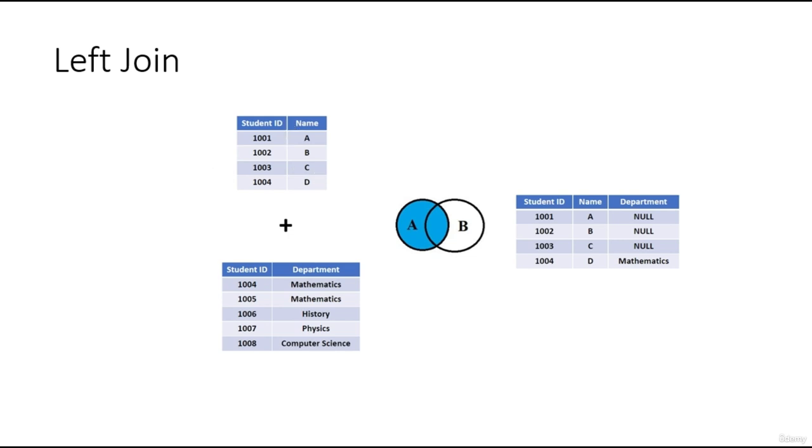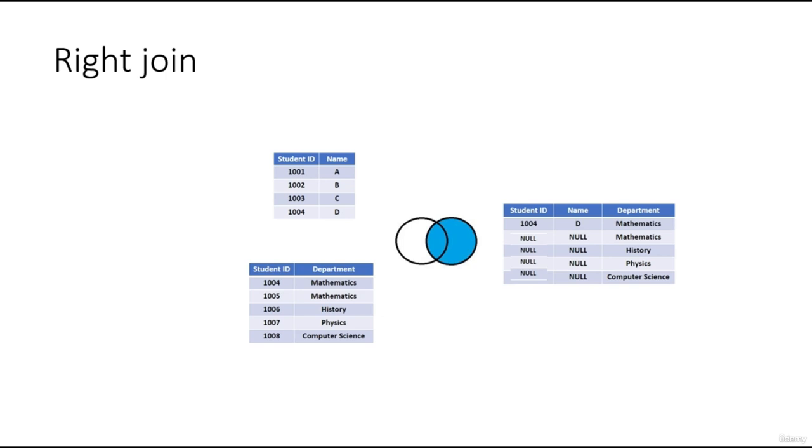Similarly, we have something called a right join. In a right join, we return the records from the right side of the table. So here we can see 1004, 1005, 678 will be returned. Only 1004 is common, so that will be returned with its values and the other things will be null.